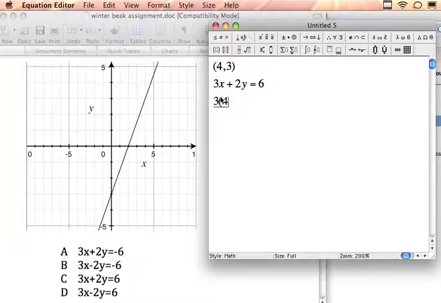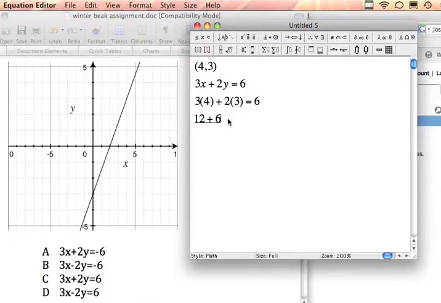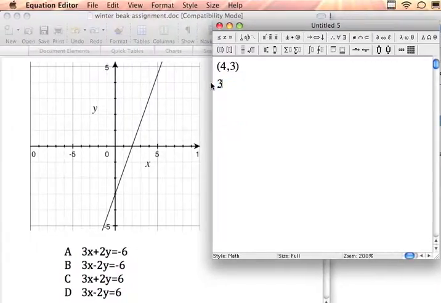Now, you can replace x with 4, and you can replace y with 3. And I'm going to get the same numbers as I did with letter A. I mean, 3 times 4 is 12, and 2 times 3 is 6, and that's 18. So, I'm guessing letter D might be my answer. But it's important that I substitute first and make sure everything's going to be okay.